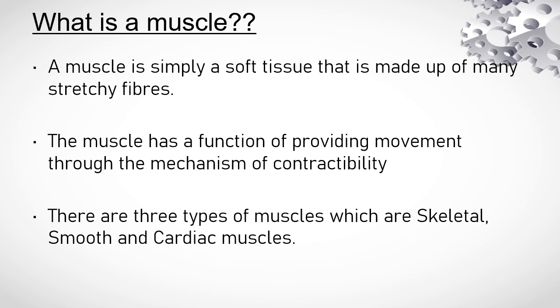So we have three main types of muscles in our body, and these are the skeletal muscles, the smooth muscles, and the cardiac muscles, of which the skeletal muscles are the muscles that we use to voluntarily make movement. The smooth muscles are those that provide contraction to our internal viscera or our internal organs. Then the cardiac muscles are those that provide contractility to the heart. They are also known as the heart muscles.